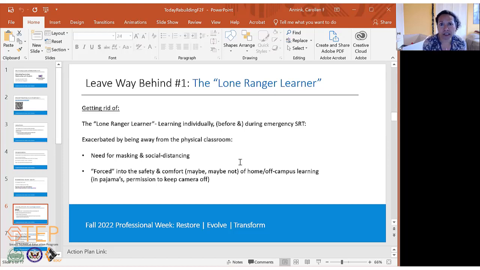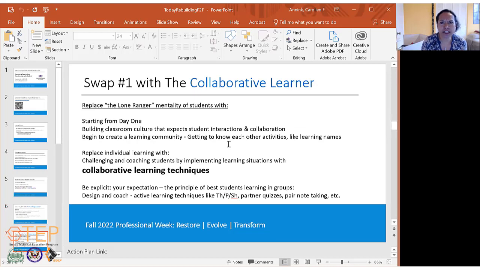Students who did not want to be on camera, which is another topic in itself. You know, do you want to have students or do you force students to have a camera on or off when you have a Zoom meeting? So they were kind of forced to being in this informal setting while learning. So it's only logical that they became what the authors call the Lone Ranger learner. But that's what we want to get rid of.